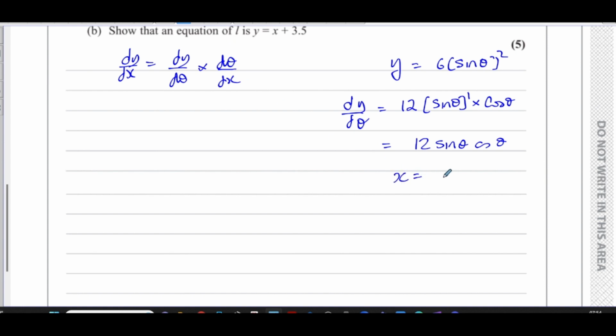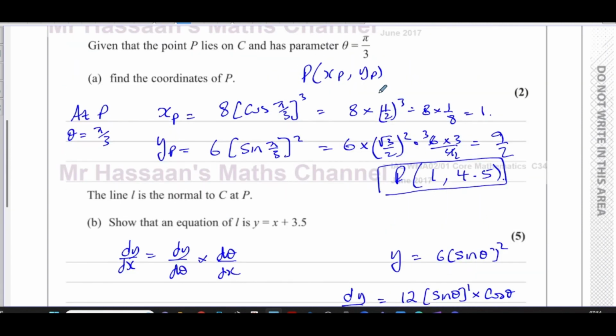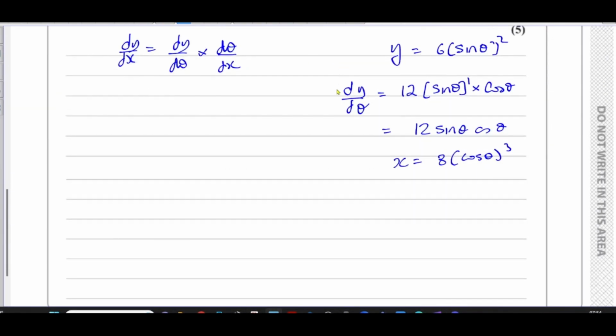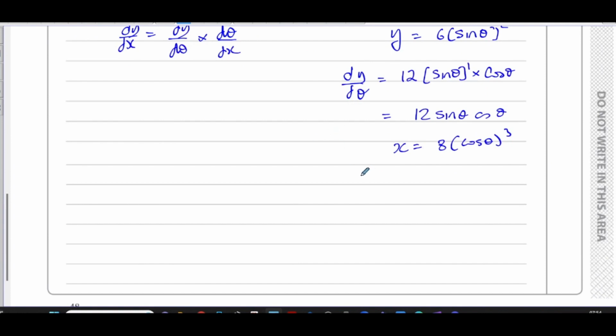So x equals 8 cosine cubed theta, which is 8 times cosine theta all cubed. That's right, just to make sure. So we can find dx d theta in a very similar way. We multiply by the power, so it gives you 3 times 8, 24. We take 1 from the power, so you have cosine theta to the power of 2.